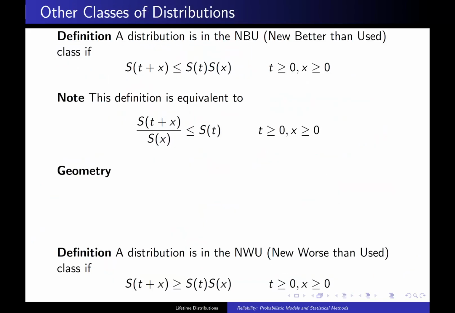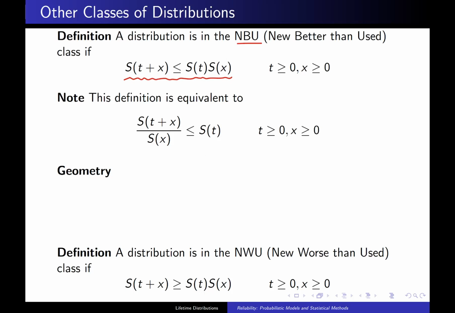There are other classes of distributions that are out there. For example, one of those classes is known as the new better than used class. A distribution is in the new better than used class if the survivor function at time t plus x is less than or equal to the survivor function of t multiplied by the survivor function at x. Now, most things that you purchase are going to be new better than used. If you went to a store and it had a brand new item and then you had one at home that was used, typically for most items you would prefer the new item because most items are wearing out.